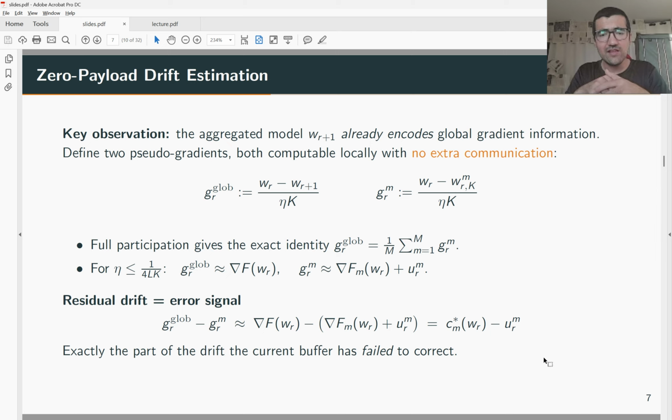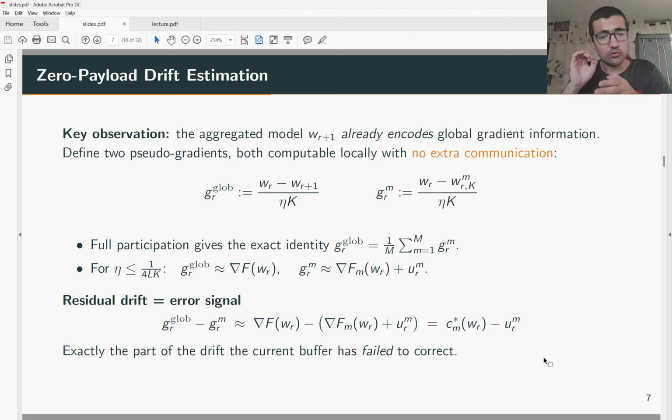Notice that everything in these formulas is already sitting in the client's memory. It knows last round's model, it receives the new global model anyway, and it obviously knows its own final iterate. So both quantities are computable locally with no extra communication whatsoever. Under full participation, the global pseudo gradient is exactly the average of the local ones. That's an identity, not an approximation.